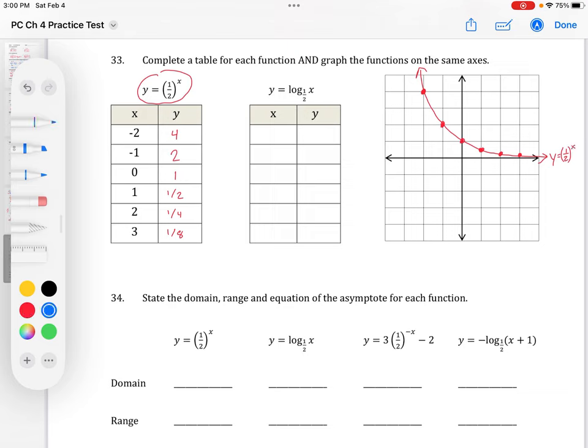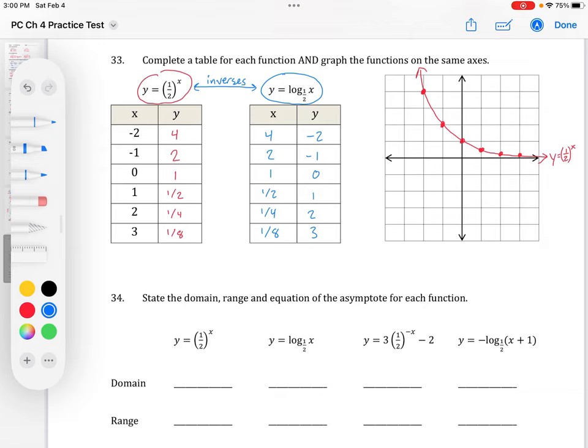All right, now I'm going to grab a second color. You don't need to do any work to graph y equals log base 1/2 of x, because this and this are just inverses of each other. So that means my x values now become my y values. So I'm going to use -2, -1, 0, 1, 2, 3. And my y values become my x values: 4, 2, 1, 1/2, 1/4, and 1/8.